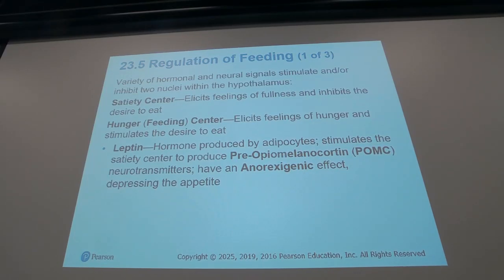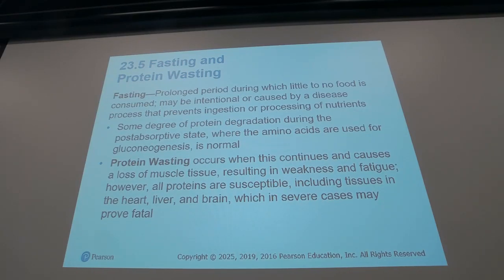So this is important to keep in mind for regulation of feeding. So we have to have input into the satiety center, into the feeding center, and also have some hormones like leptin. Ghrelin is another hormone, and it is released actually by the stomach, leading to hunger.